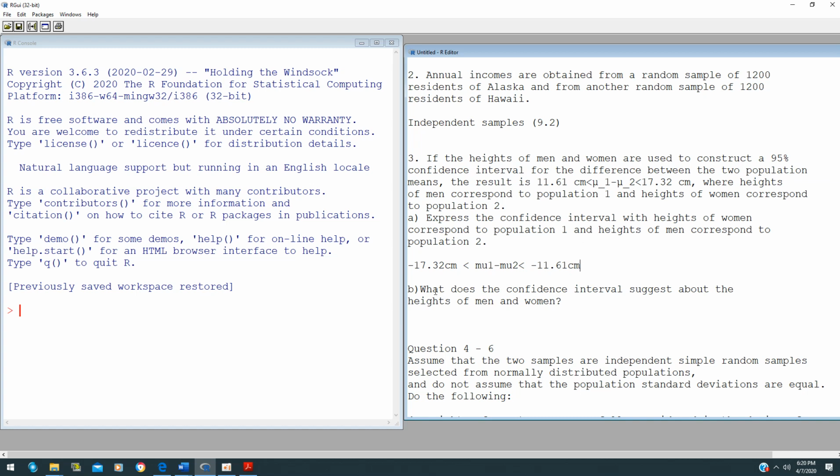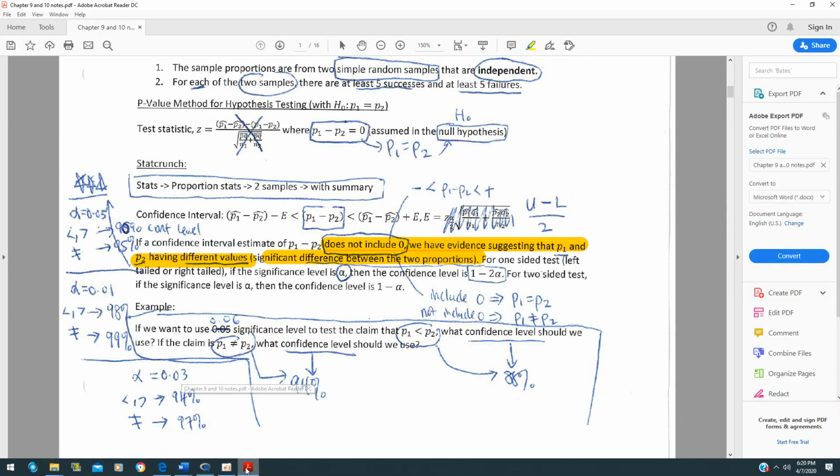Now question B is asking, what does the confidence interval suggest about the heights of the men and women? This is a different question from the one we did in A. Every time you want to make a suggestion or conclusion from a confidence interval, you need to figure out, are we capturing 0? Is 0 in between these two numbers, or is 0 not in between these two numbers? So let's take a look at the meaning of that. This is back to p1 minus p2. It's the same thing for mu1 minus mu2.